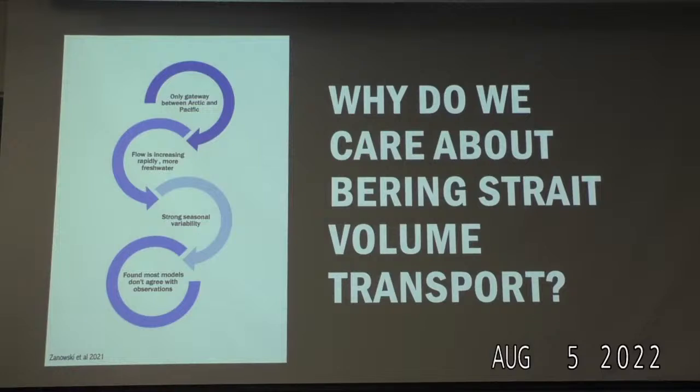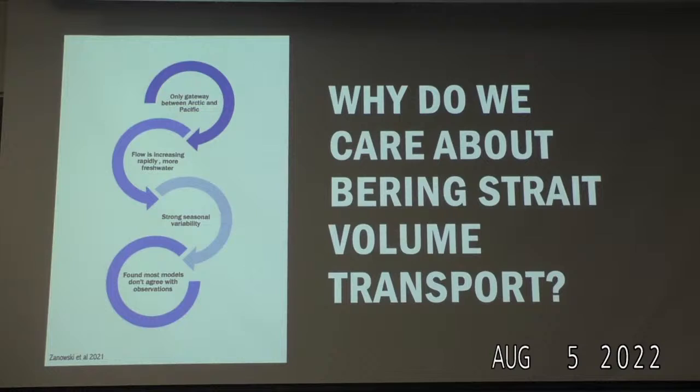So why do we care about the Bering Strait volume transport? When I talk about volume transport, I'm referring to the amount of incoming water flow through the strait. Like I said earlier, it's the only gateway between the Arctic and the Pacific Oceans, and it sets the properties of the Amerasian Basin. The flow is increasing very rapidly, so with warmer and fresher Pacific inflow, more heat is carried, which increases ice melting in the Arctic.